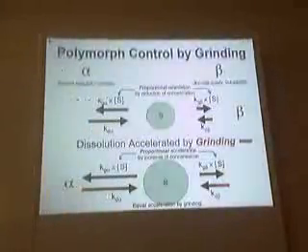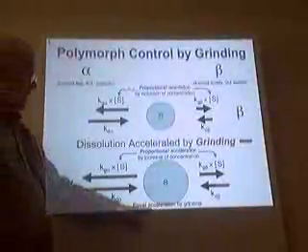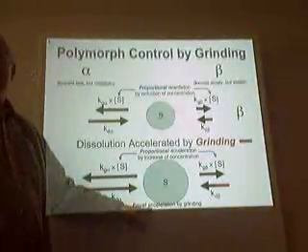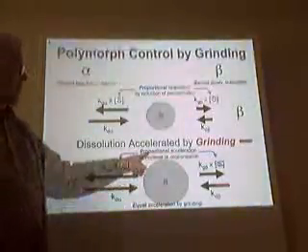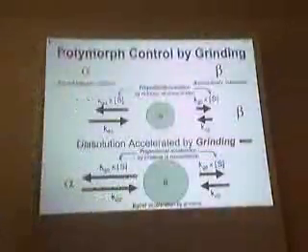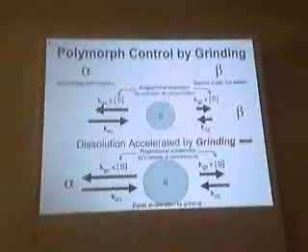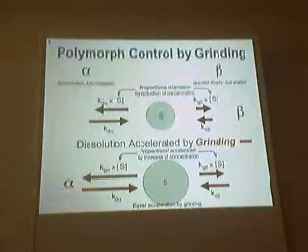I think it's pretty obvious. And the key feature is that grinding does not discriminate, but this is proportional to how big the rate constant was. I think that makes sense.